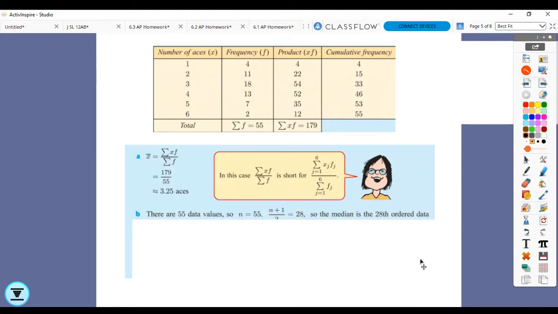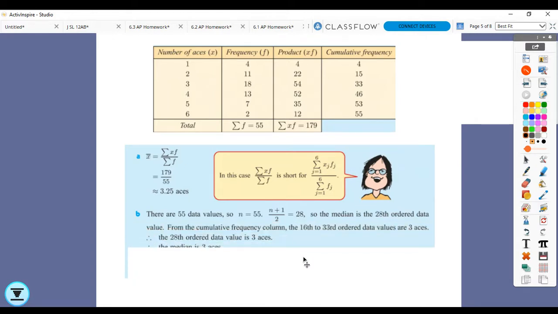Letter B, there are 55 data values. So if we think of 55 plus 1 divided by 2, we need the 28th term. So if we look in the cumulative frequency column, the 16th to the 33rd, so there's 33 numbers up to this point. If I want the 28th value, it's going to fall in this range. So 3 is going to be the median.